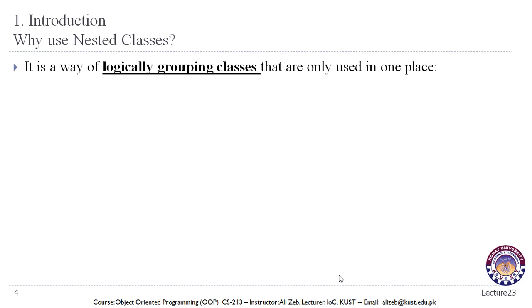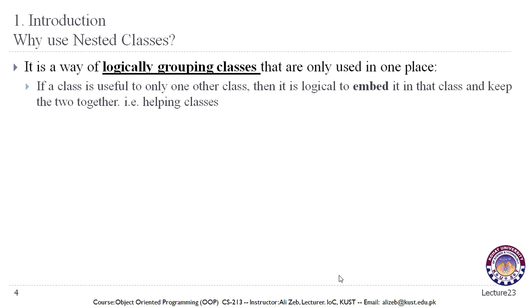Why do we need to use nested classes? It is a way of logically grouping classes that are only used in one place. For example, if a class is useful to only one other class, then it is logical to embed it in that class and keep the two together. That is the helping classes or helper classes that are only used where they are needed. There are helper methods that are private to the class where they are needed and are not used from outside of that class.